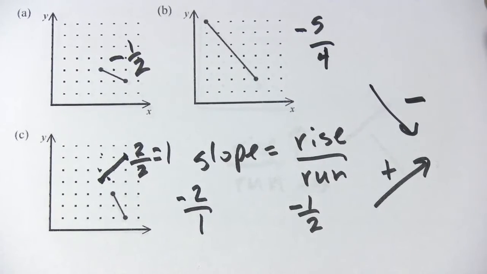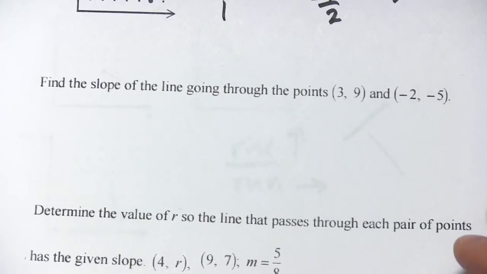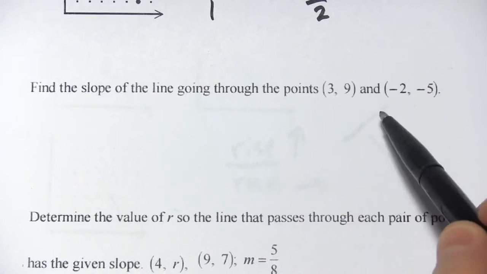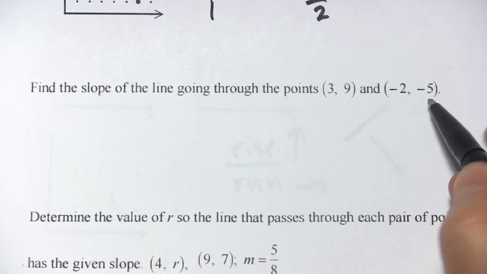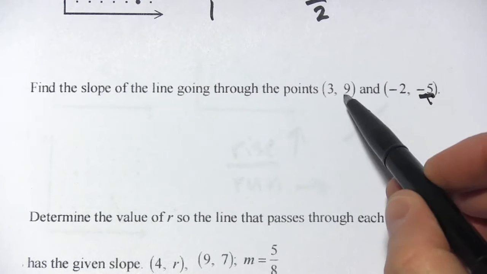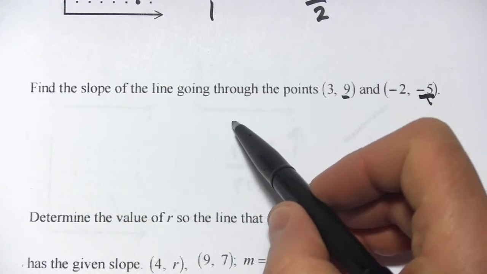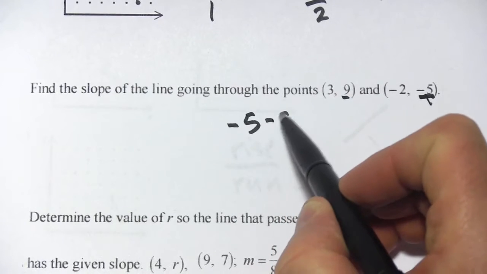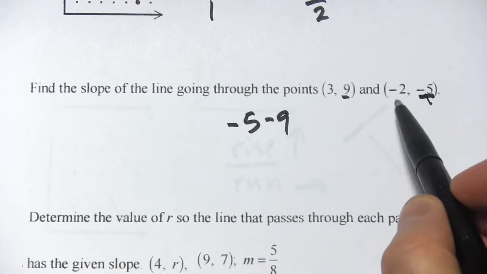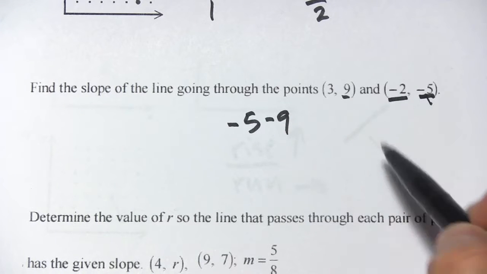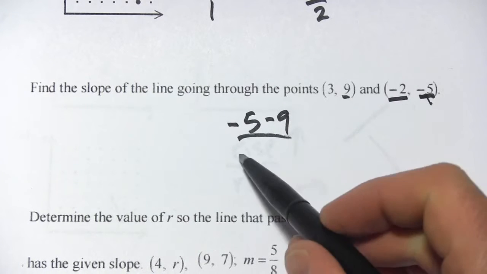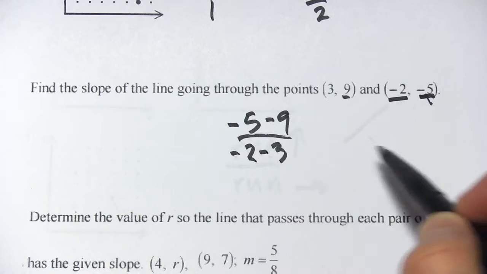All right, let's try a couple other problems. This next one says, find the slope of a line going through these points. The way we're going to do this is we're going to find the rise by taking the second point and subtracting the first point. So this would be negative 5 minus 9. And then we'll find the run by taking the x of the second point and subtracting the x of the first point. So negative 2 minus 3.